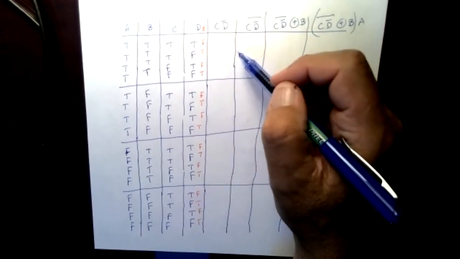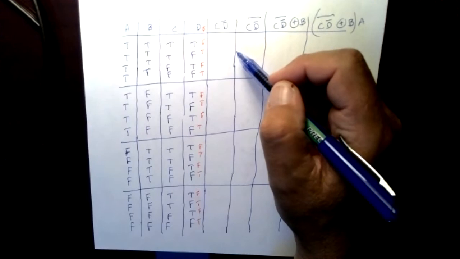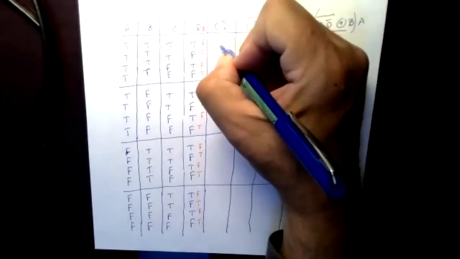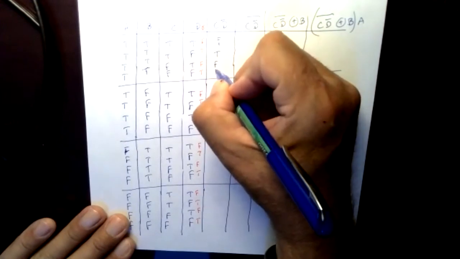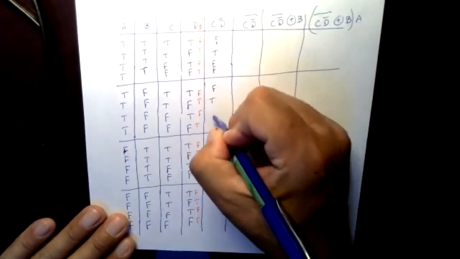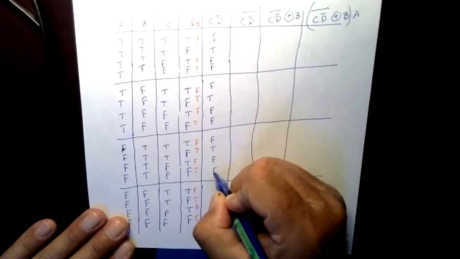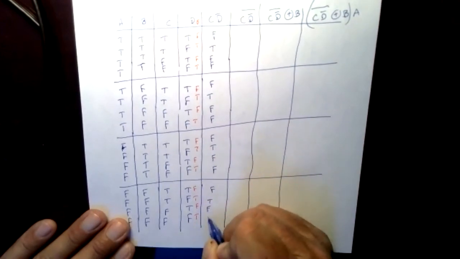Did anybody get this column yet? Times was AND. So AND is true when they are both true. False, true, false, false. False, true, false, false. False, true, false, false. False, true, false, false.